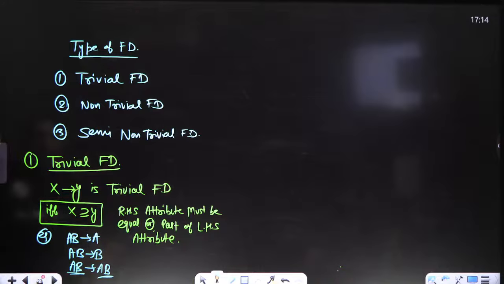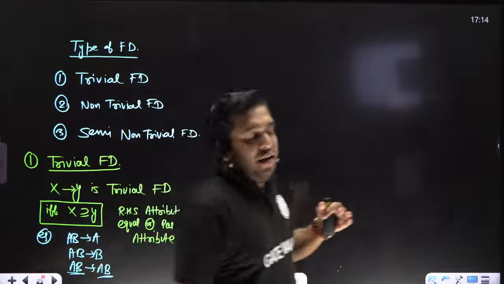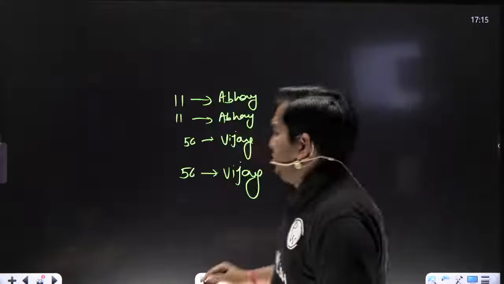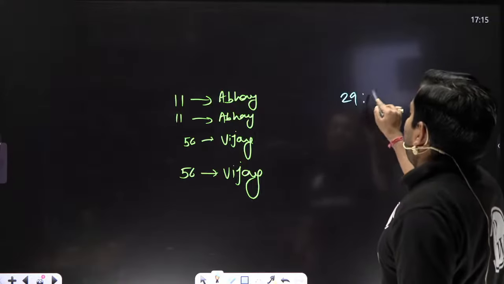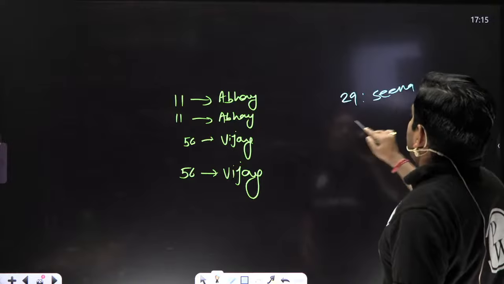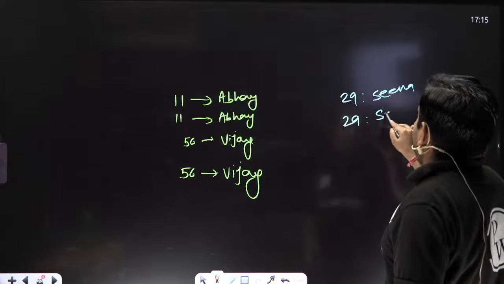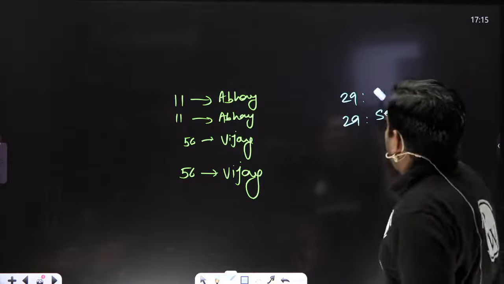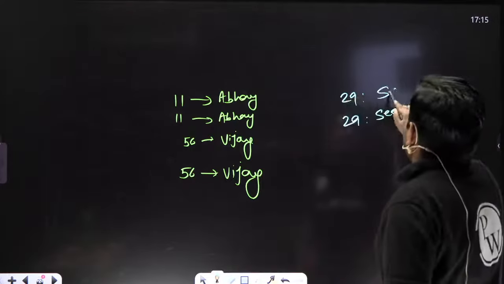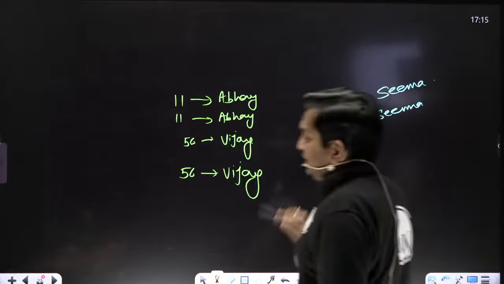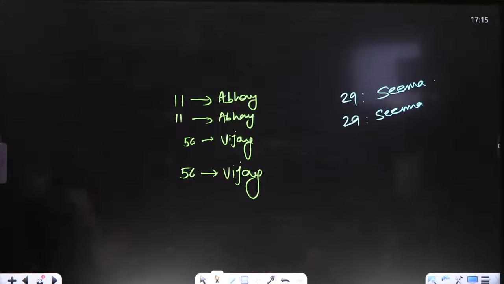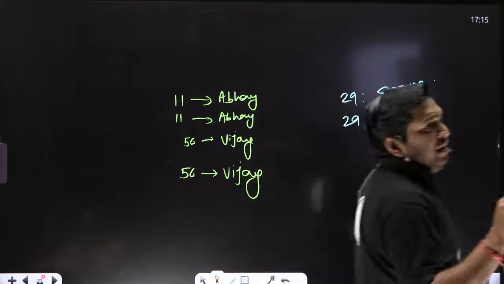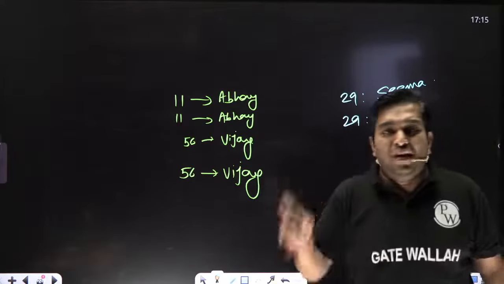These are the trivial ones. What is the meaning of FD? Sima, let us assume your roll number is 29. Whenever you write roll number 29, my dear student, then Sima's result will be displayed. That is the meaning of FD: whenever the X value repeats, then the Y value must be the same.